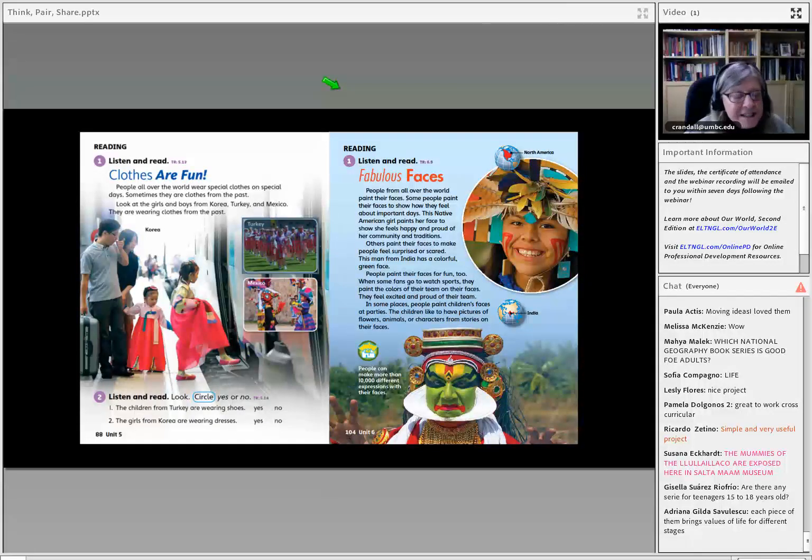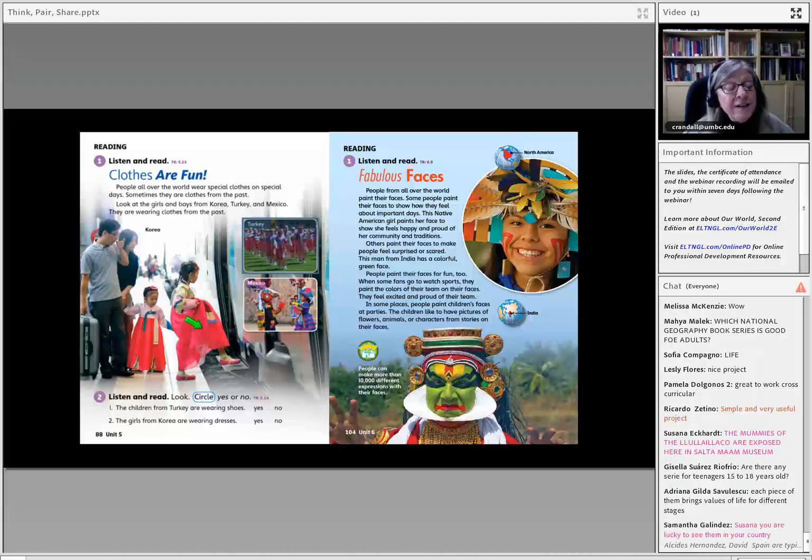And one of the nice things about values also is they can be taught indirectly and with readings, with listening activities, and with the most common units. Every textbook for teaching English to children is going to have something on clothing, and it's going to have something on feelings. In this particular case, notice the clothing is clothing of children who are celebrating special occasions with their special clothing. And in this case, it's Korea, Turkey, and Mexico. And over here, it's how and why people paint their faces to express different emotions.